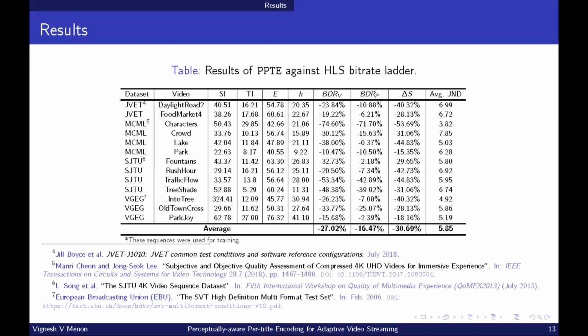This table summarizes the Bjontegaard delta rate results with respect to PSNR and VMAF, and the storage reduction results, for various test sequences using the proposed scheme. On average, the BDRV and BDRP results of the proposed scheme compared to the HLS bitrate ladder encoding are minus 27.02% and minus 16.47% respectively. And also we have a storage reduction of minus 30.69%.